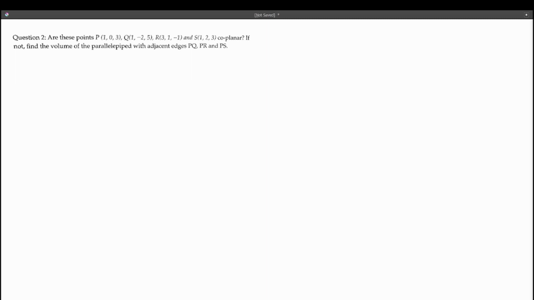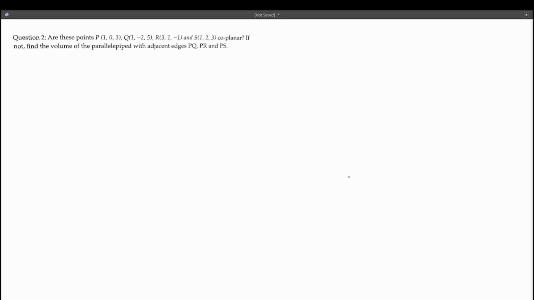What's up, guys? Welcome back, and now we're going to tackle question 2 on this exam, which is, are the points P, Q, R, and S coplanar? And if not, we have to find the volume of the parallelepiped with adjacent edges PQ, PR, and PS. So how would we find out if these points are coplanar?